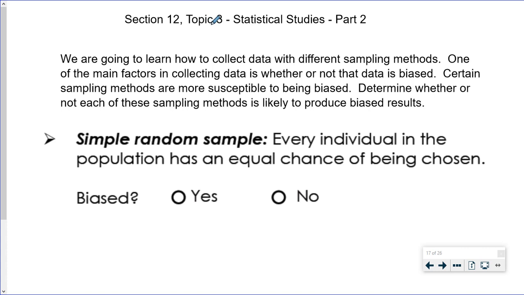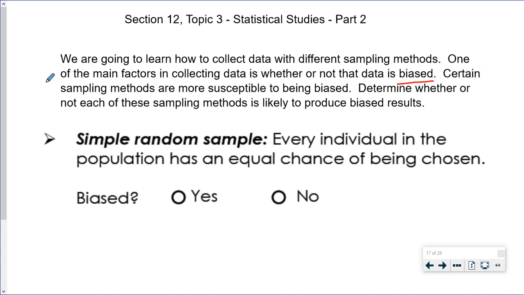All right, so section 12, topic 3, statistical studies, part 2. What we're going to learn is how to collect data with different sampling methods. One of the main factors in collecting data is whether or not that data is biased. Remember, biased data is bad data. We don't want it to be biased data.